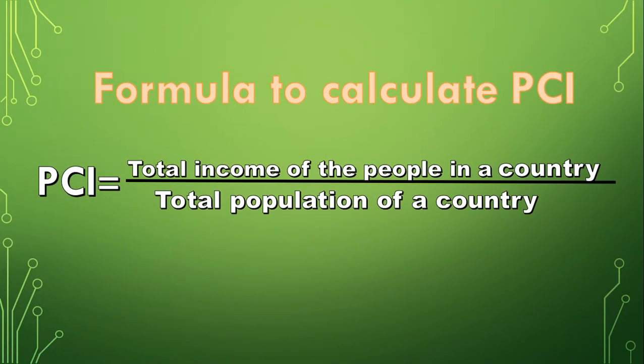Formula to calculate PCI. When we want to calculate PCI, we just add the income of the people together of a country for 1 year and divide it by the total population of a country.